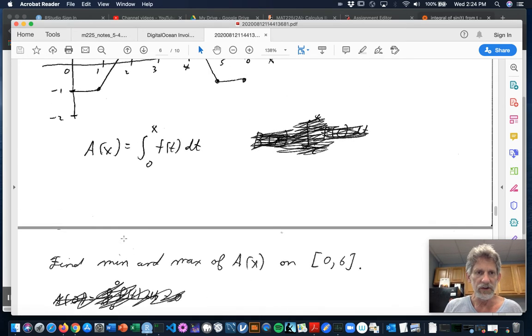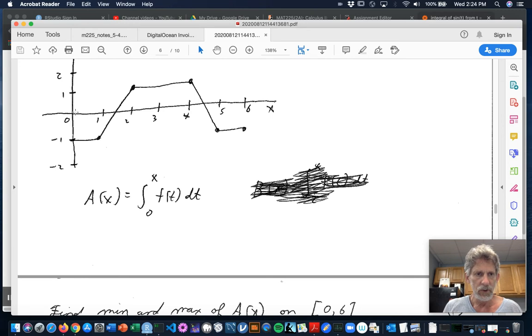How about when x is 6? What's the net signed area? Well, you see now that you get perfectly canceling trapezoids.